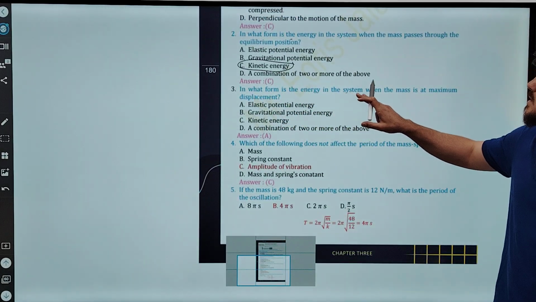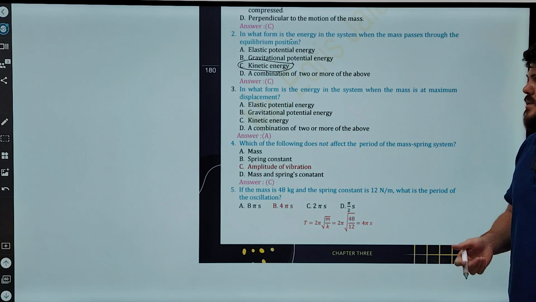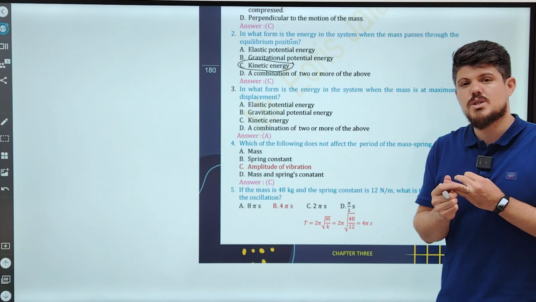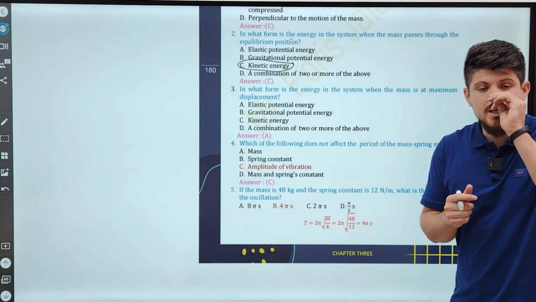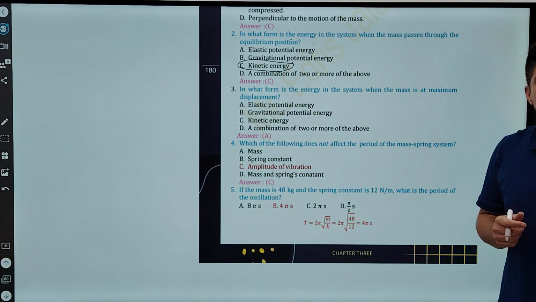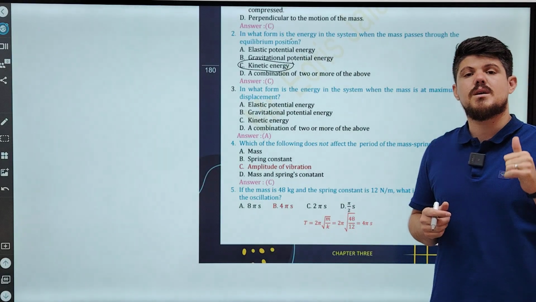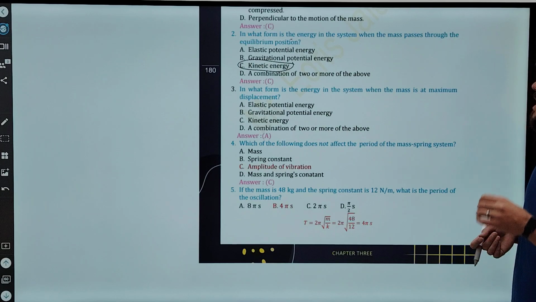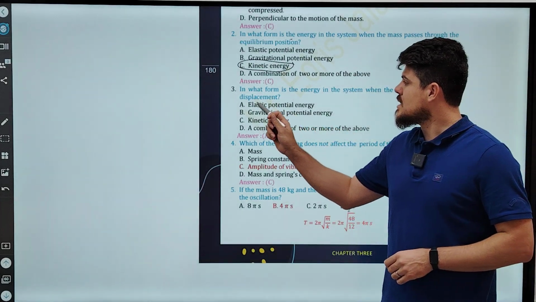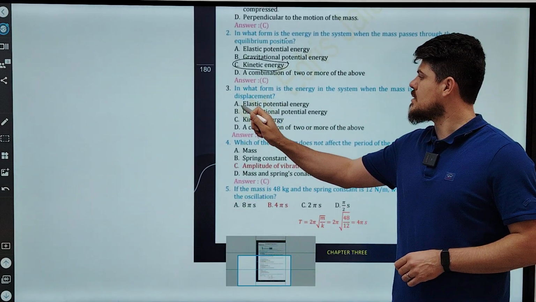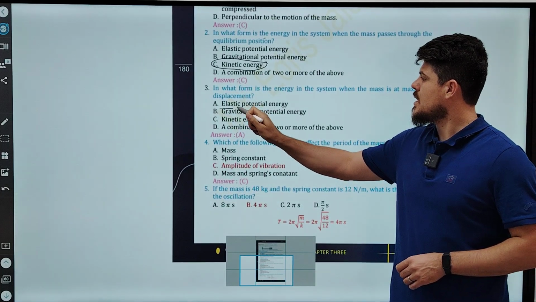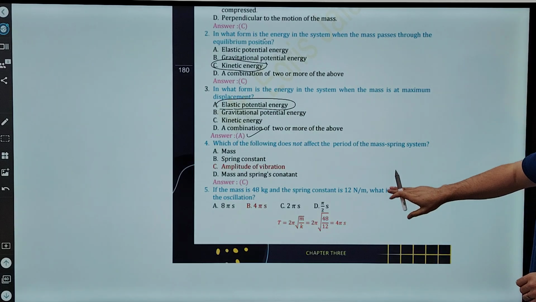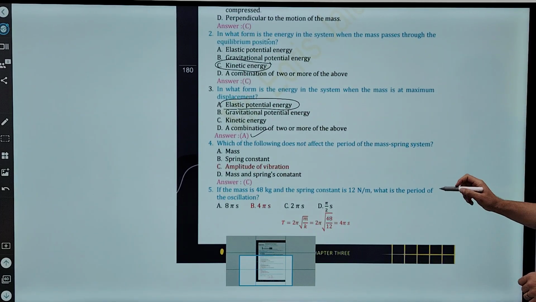In what form is the energy in the system when the mass is at maximum displacement? When the mass is at maximum displacement, restoring force is maximum, acceleration is maximum, elastic potential energy is maximum. Elastic potential energy is stored when the spring stretches to the maximum displacement or compresses to the maximum displacement. Which type of energy is stored? Elastic potential energy. Be careful. Elastic potential energy, okay? A is correct.